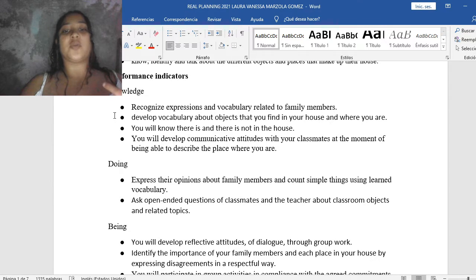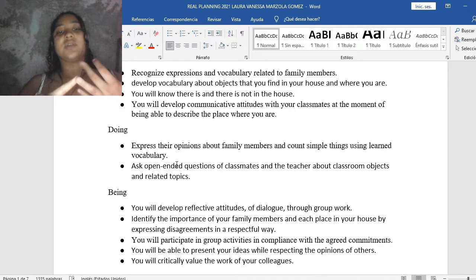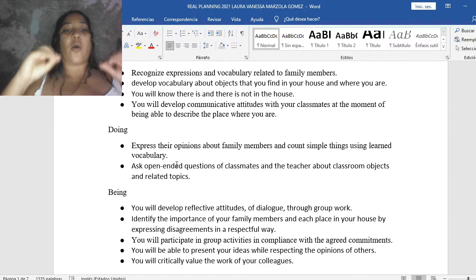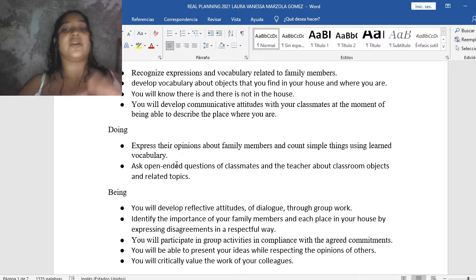You will develop communicative attitudes. It's important to have a communicative attitude with your classmates at the moment of describing the place where you are. In the doing, express their opinion about family members and count simple things using the learned vocabulary. It's important that the student asks open questions of the classmates. Their opinions and their things are important.